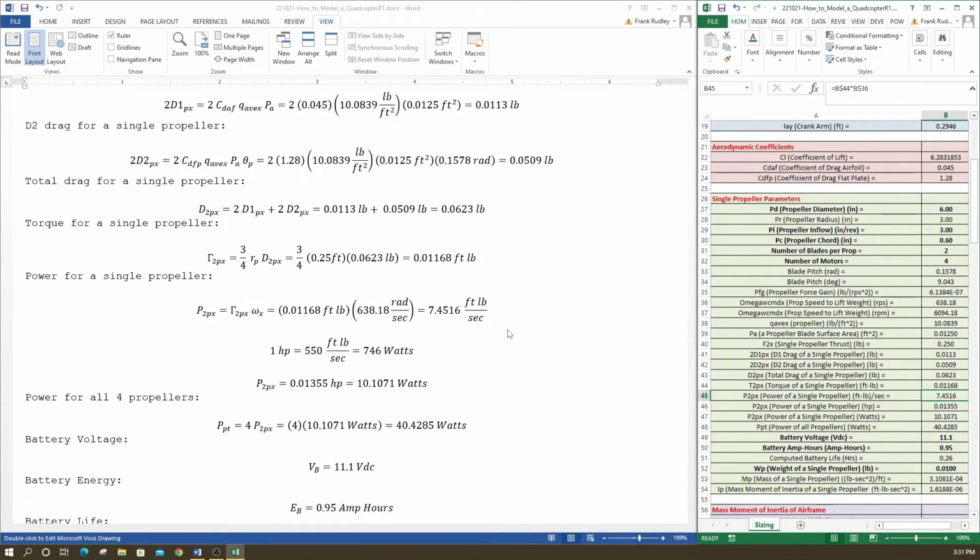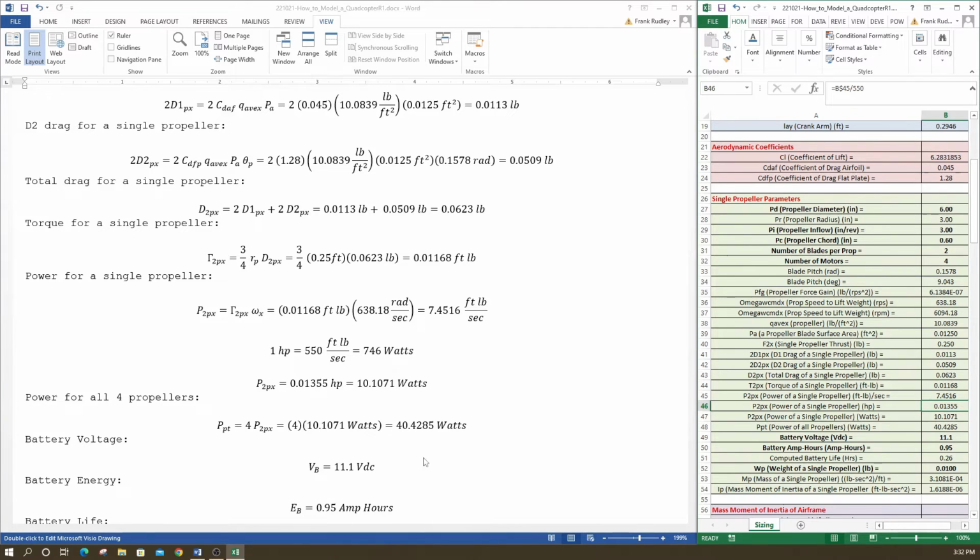Now we know 1 horsepower is equal to 550 foot-pounds per second, which is equal to 746 watts. So if we want to convert that to horsepower and watts for this little propeller here, we get 0.01355 horsepower. So this is a 5-inch toy helicopter. So that's equal to 10.1071 watts.